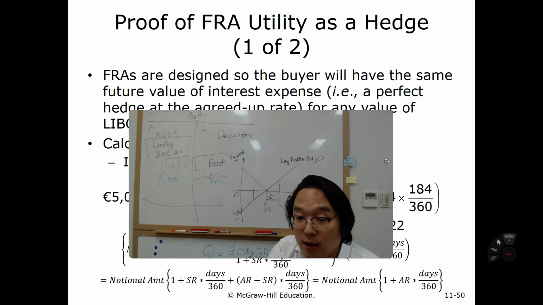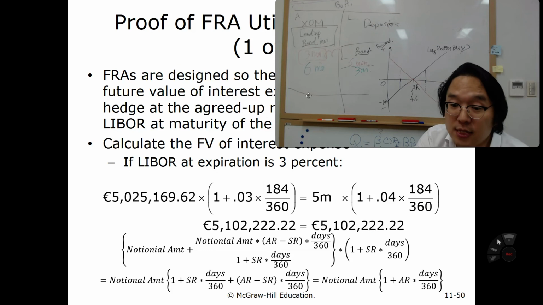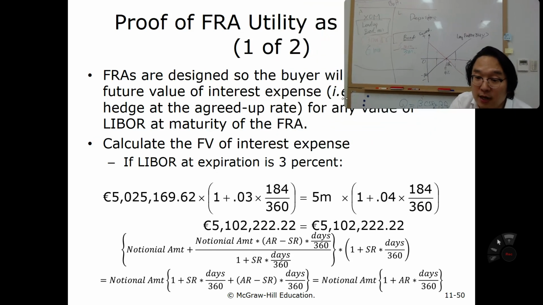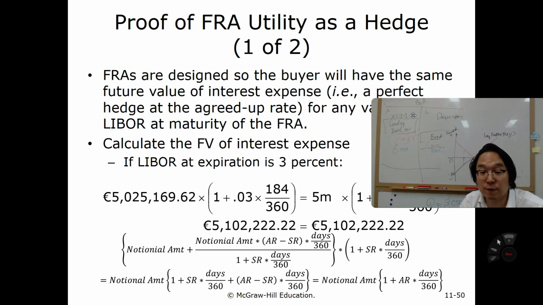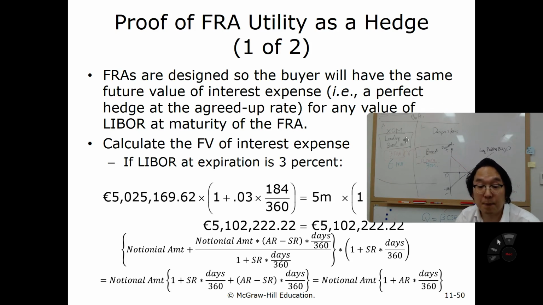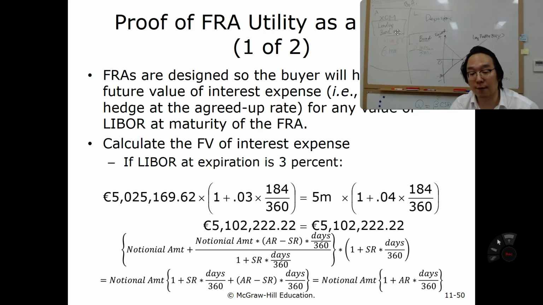Now, proof of FRA utility as a hedge. This forward rate agreement is a hedging tool so that you will have a stable return of 4%, guaranteed 4% return if you use the forward rate. FRAs are designed so the buyer will have the same future value of interest expense, a perfect hedge at the agreed upon rate for any value of LIBOR at the maturity of the FRA.